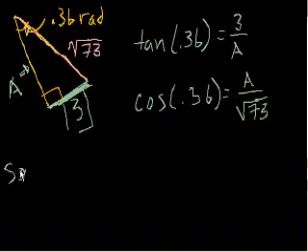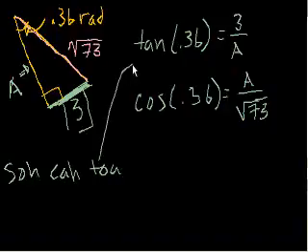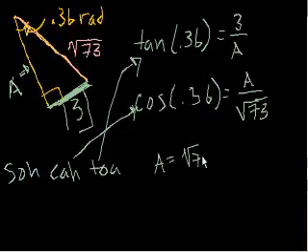I'll just write SOHCAHTOA here just so you can confirm what I'm doing. That TOA says the tangent is equal to the opposite, 3, over the adjacent. And CAH tells us the cosine is equal to the adjacent over the hypotenuse. So we could solve either one of these. If we use the second formula, we would get the adjacent side is equal to the square root of 73 times the cosine of 0.36.